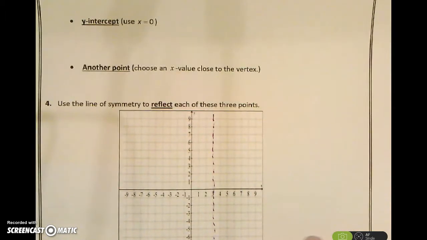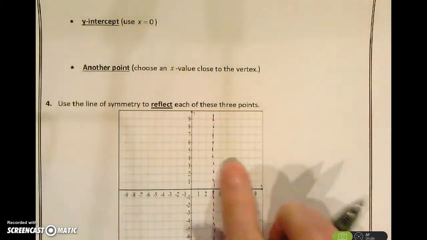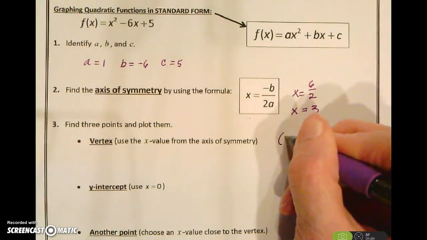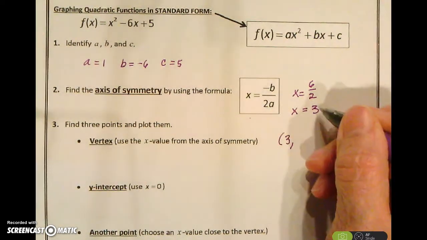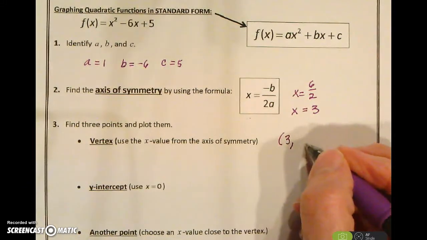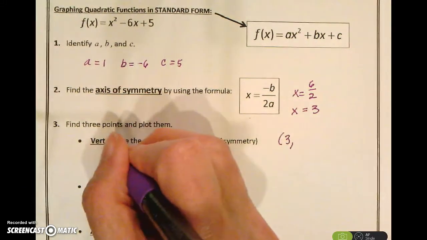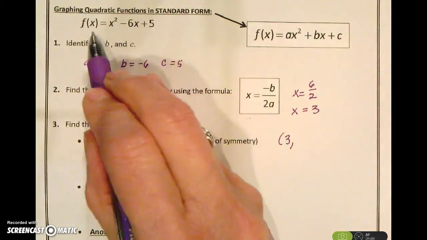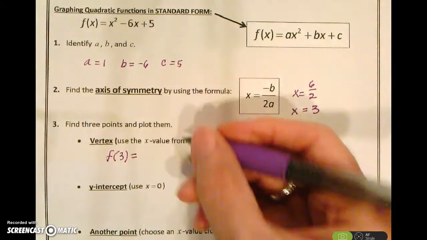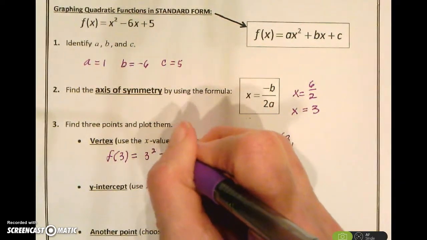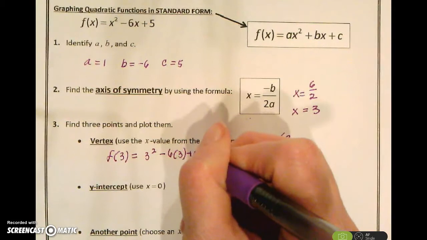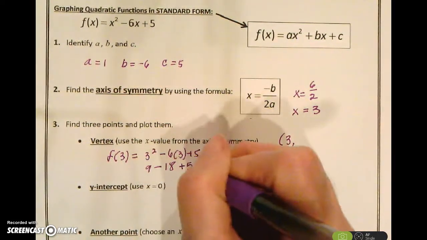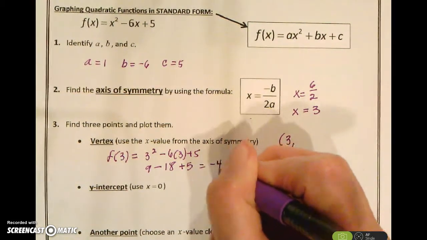Now we know our vertex falls along that line, so it's always going to have the same x value. So our vertex is going to have an x value of 3, just like the axis. And then we need to calculate what the y value is by doing f of 3. We're going to take our 3, plug it back in up here, and get 3 squared minus 6 times 3 plus 5. So that's 9 minus 18 plus 5. So negative 9 plus 5 is negative 4.